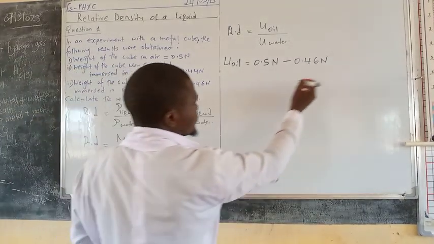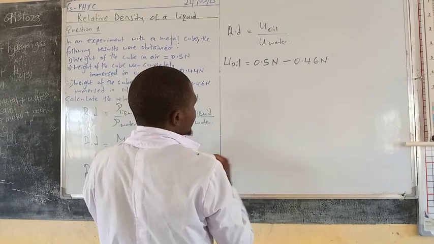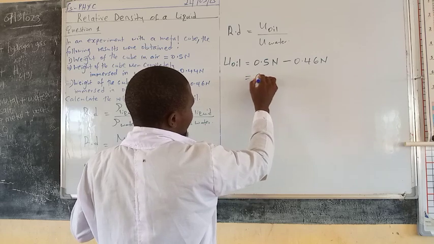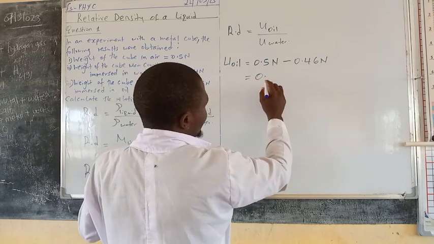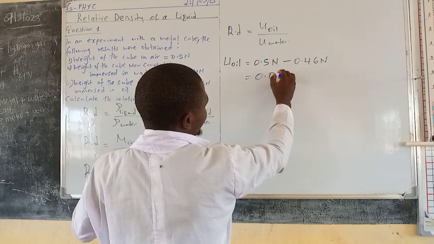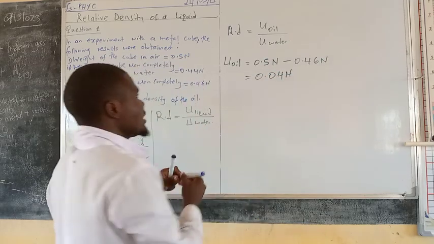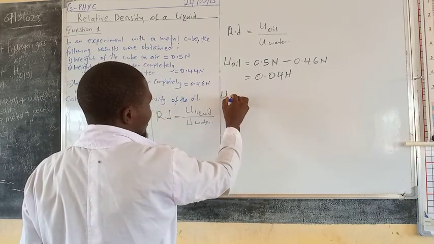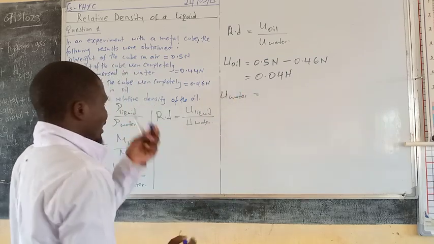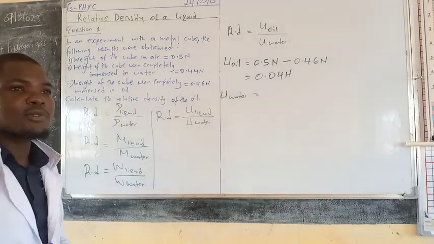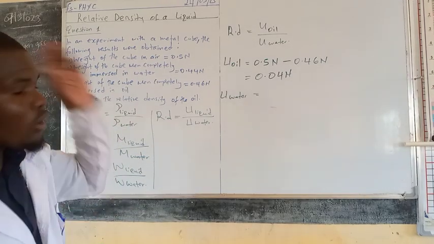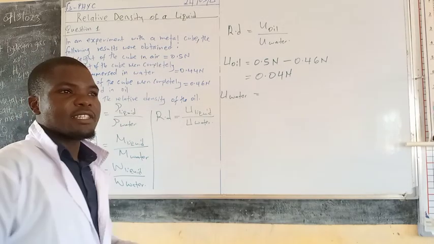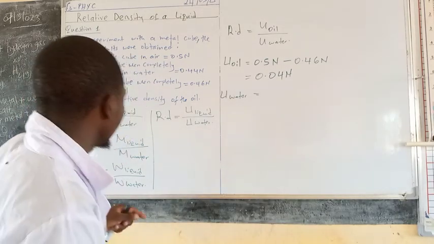Good. So what do we get? 0.5 minus 0.46, what do we get? 0.04 Newton. So this is our upthrust in oil. The next thing, let us get upthrust in water. Upthrust in water, still we are using the same procedure. Take the weight of the cube when in air, subtract the weight of the same cube when immersed in water.